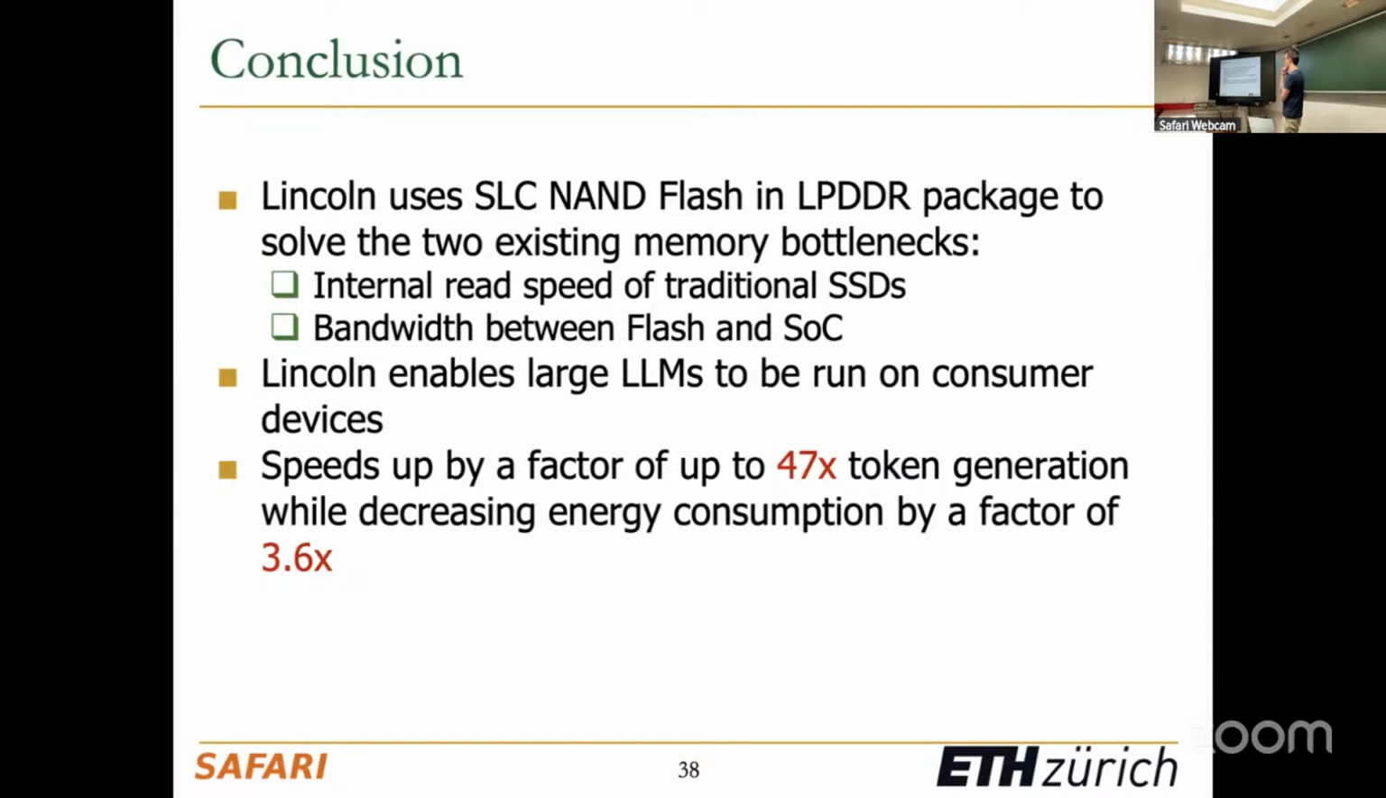Okay, so let's go to the conclusion. Let's recap what we have seen today. Lincoln uses a modified SLC NAND flash in an LPDDR package to solve the two existing memory bottlenecks in LLM inference. First is the internal read speed of traditional SSDs, which is not high enough. And the second is bandwidth between flash and SoC, which is solved by putting the package directly on the LPDDR. This enables large LLMs to be run on consumer devices, something that was not previously possible. And it speeds up token generation by a factor of 47%, while decreasing energy consumption by a factor of 3.6x.